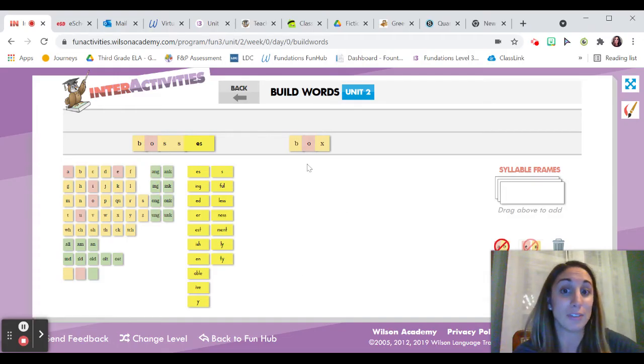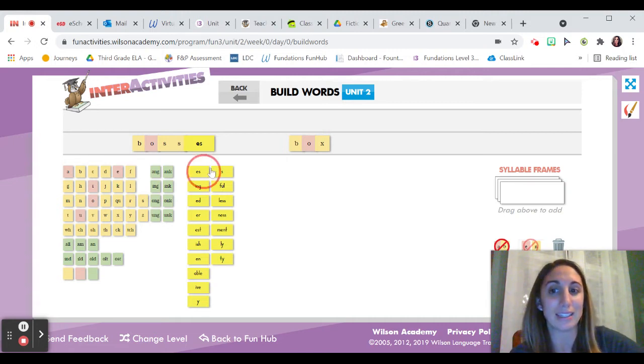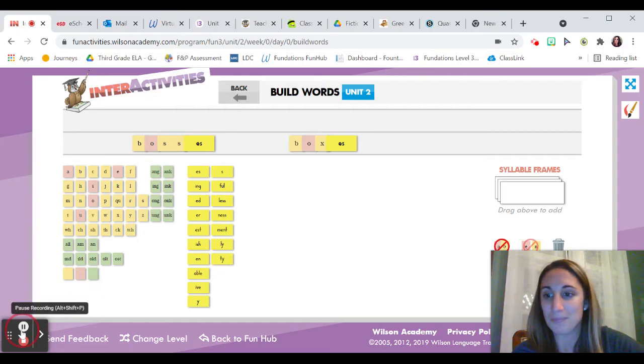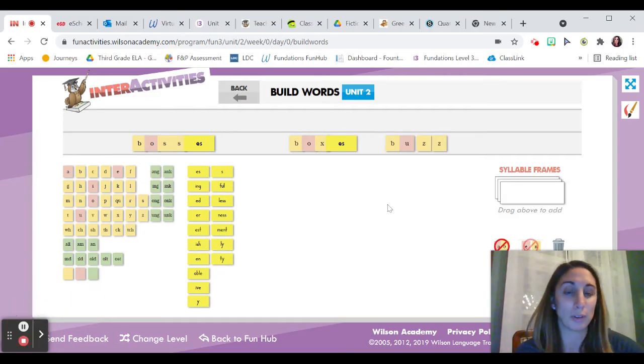Okay, now I have a new noun, actually. We have the noun box. Right now it's singular. How do I make it plural? The base word ends with an X. So do I add an S or an ES? How do I make it plural? Boxes. Right, I need that ES again. So remember, if it ends with an S or an X, add ES. Great job.